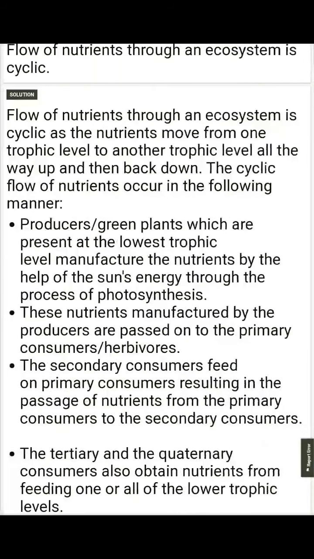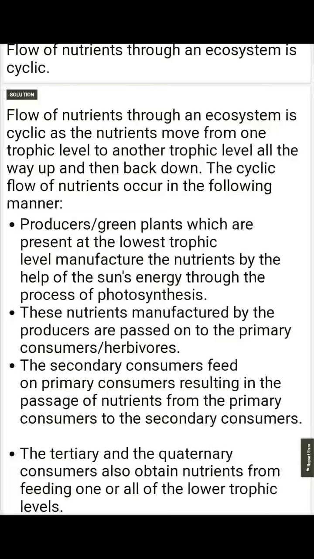The next question is: the flow of nutrients through an ecosystem is cyclic. As I told you, any nutrient you take will return to its original source in a cyclical manner. So why is it so? That we have to write. The flow of nutrients through an ecosystem is cyclic as the nutrients move from one trophic level to another trophic level, all the way up and then back down. So the cyclic flow of nutrients occurs in the following manner.